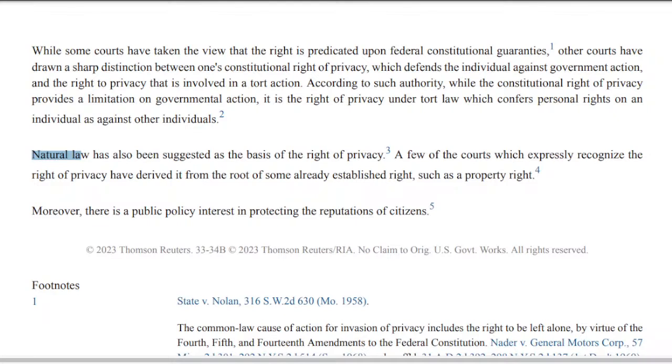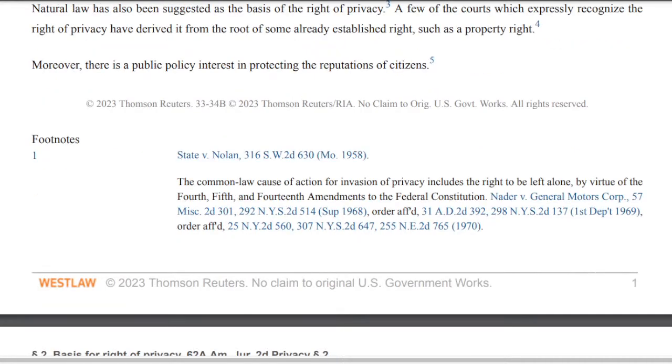Natural law has also been suggested as the basis for the right of privacy. A few of the courts which expressly recognize the right of privacy have derived it from the root of some already established right, such as a property right. Moreover, there is a public policy interest in protecting the reputations of citizens. Nice. So we have here under footnote 1, the common law cause of action for invasion of privacy. All right, listen here. Includes the right to be let and left alone by virtue of the 4th, 5th, and 14th Amendments to the federal Constitution.